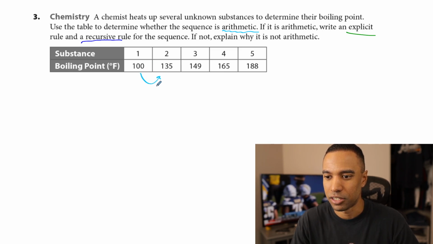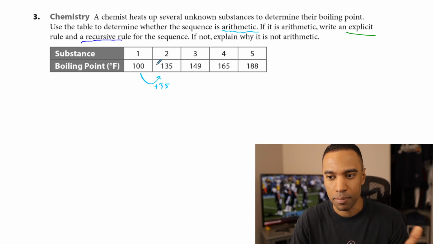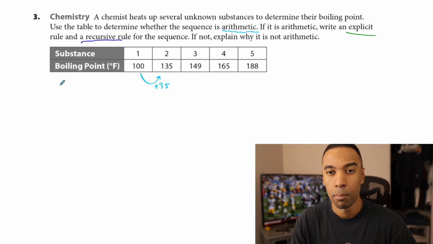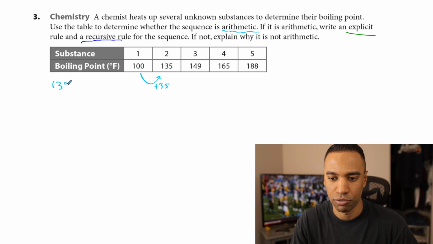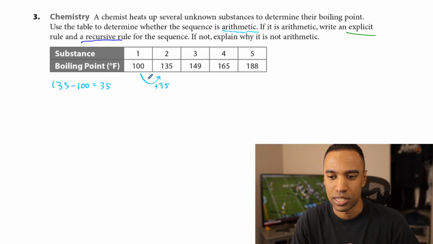So let's see if it is arithmetic. I'm adding 35. If you don't know how to figure out what you're adding, clearly you can see this number here, but it is called a common difference. So for example, if I subtract one number from the one before it, you can tell it's 35.